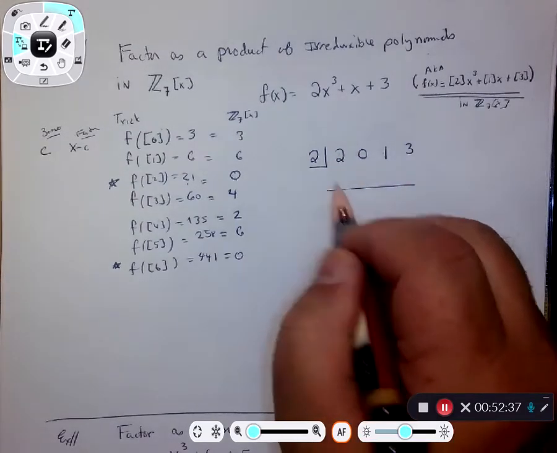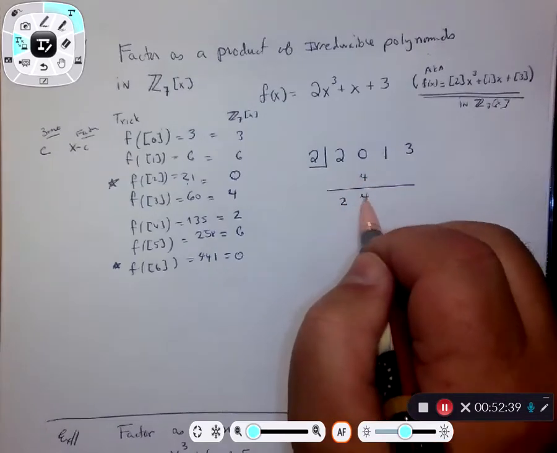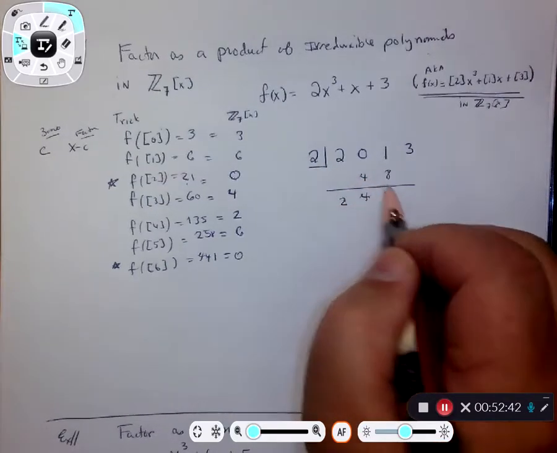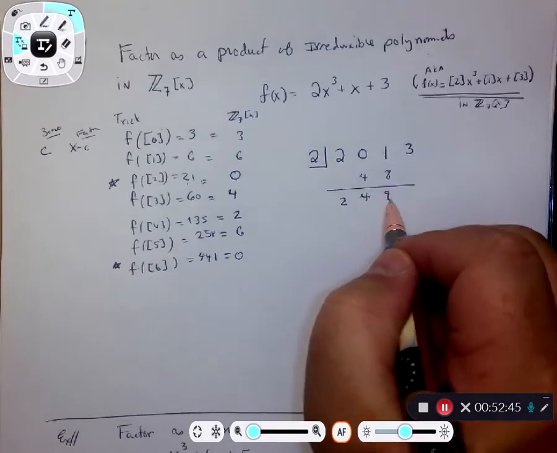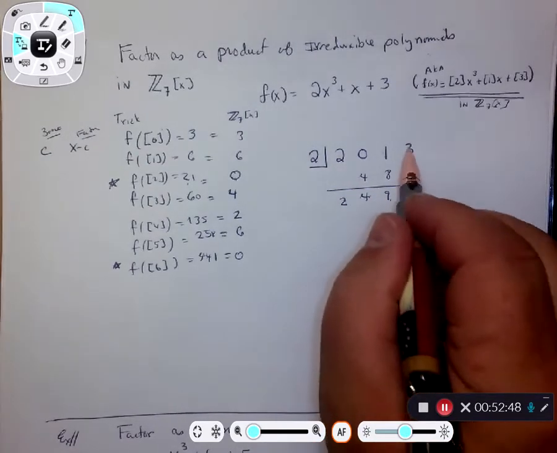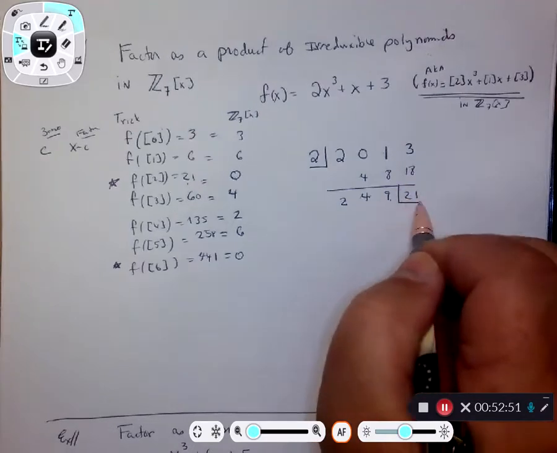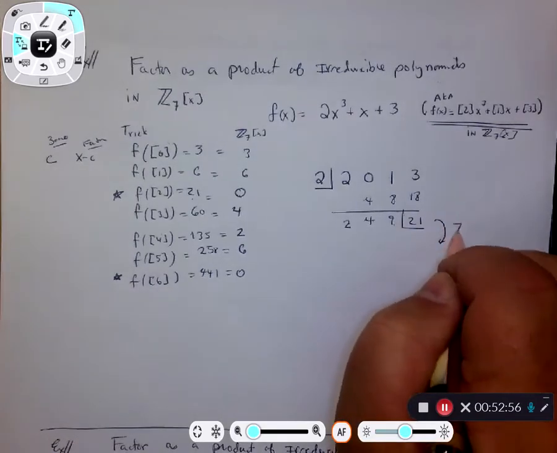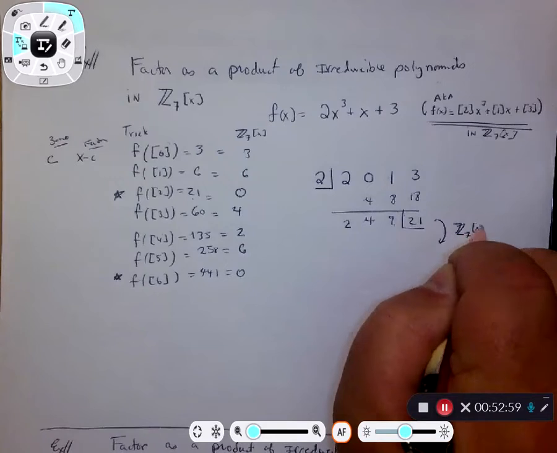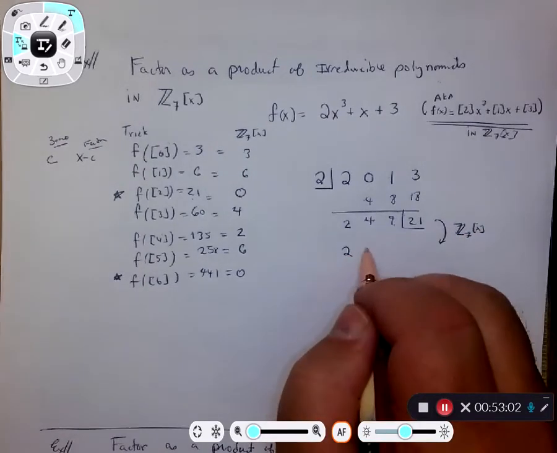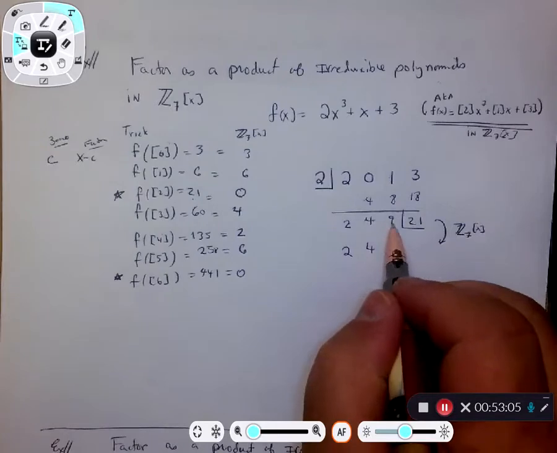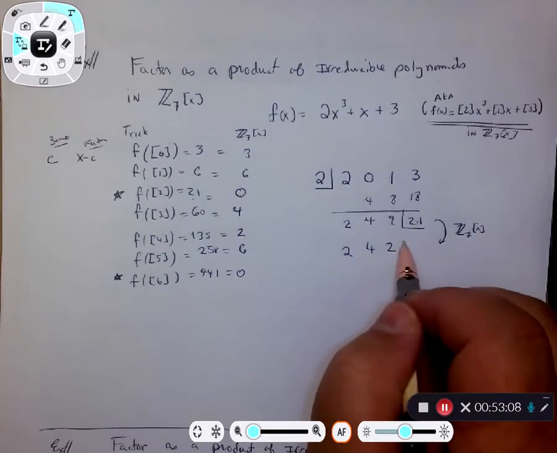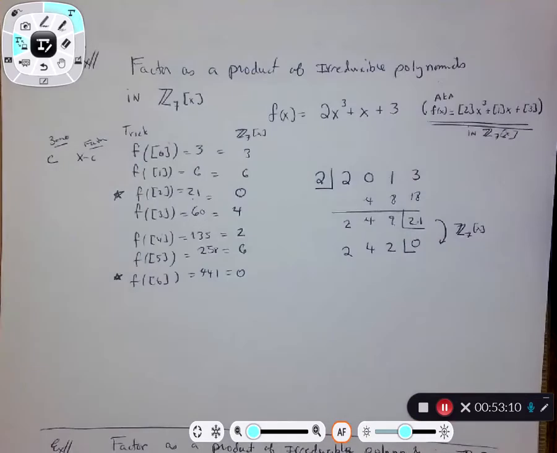So bring down the 2. You multiply 2 times 2 is 4, you add, you get 4. 2 times 4 is 8, you add, you get 9. 2 times 9 is 18, add, and 3 plus 18 is 21. Well, I didn't get 0. Yeah, but you remember these numbers go beyond Z7, so I have to put it back in the world of Z7 adjoin x. 2 is good, 4 is good, but in Z7, 9 is equivalent to 2, and 21 is equivalent to 0, because 21 divided by 7 is 3 with a remainder of 0.